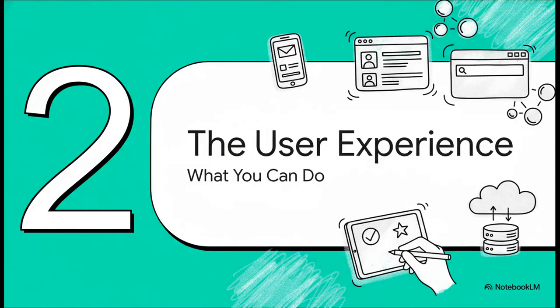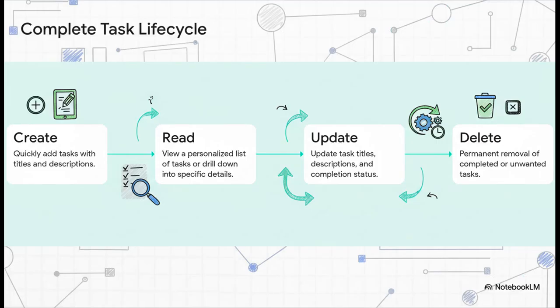Okay, so let's shift gears a bit. Let's look at this from the user's point of view. How does this all come together when you're the one actually using the app? Like, what can you do? Well, the main thing is that you can manage the entire lifecycle of a task. In the dev world, we have a little acronym for this, CRUD. It stands for create, read, update, and delete. And that's exactly what you see here. You can create new tasks, you can read your list, you can update things as you go, and you can delete stuff when you're done. It's the whole shebang for managing your tasks.